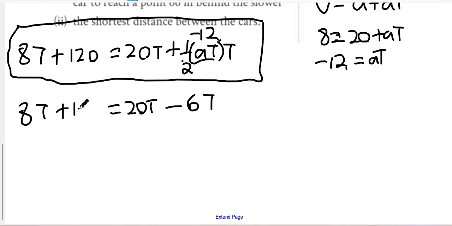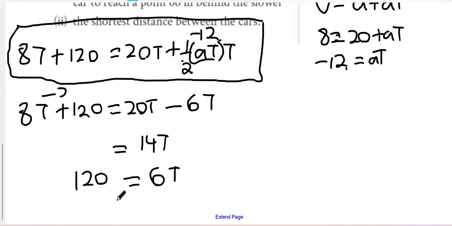We're in the end game now, I think. I think what I'm going to get is 14t on the right. I'm going to bring the 8t over and take it away from that. I'm going to get 6t, leave the 120 where it is. T value of 20.